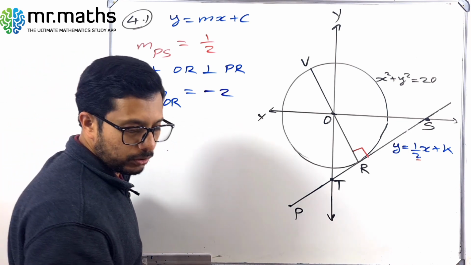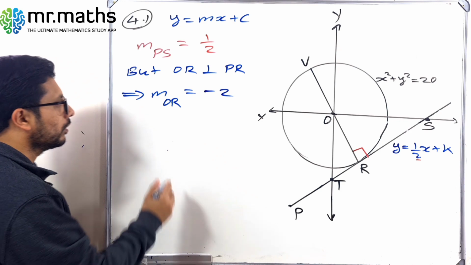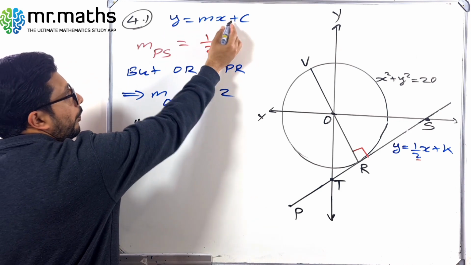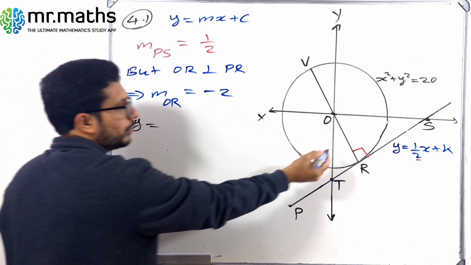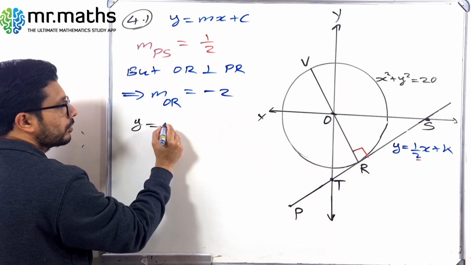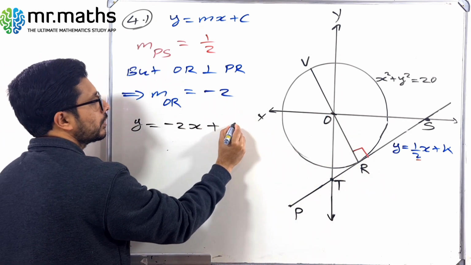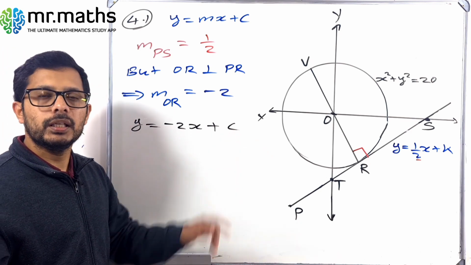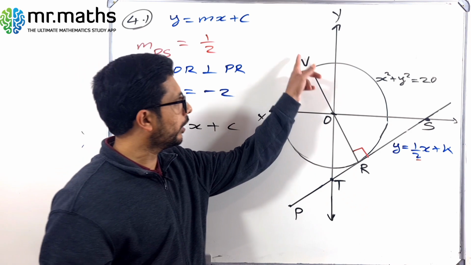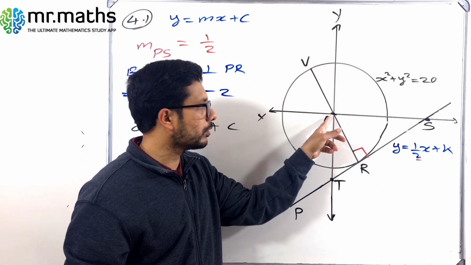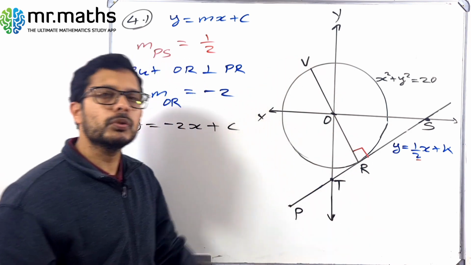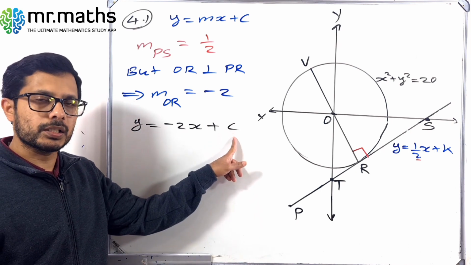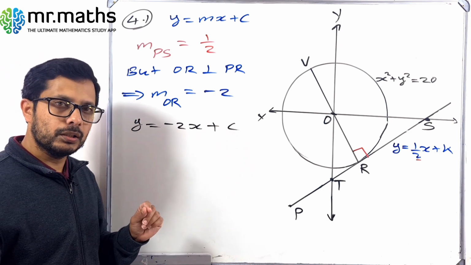Okay. So now how can I find the equation of OR? What is the general equation? y is equal to mx plus c. We now know the gradient of this line OR is minus 2, so y equals minus 2x plus c. Now how can you find the value of this c? Here there is no point given. The only point is 0, 0. If you substitute that 0, 0, you will get the answer. Otherwise, what does this c stand for? c stands for the y-intercept.